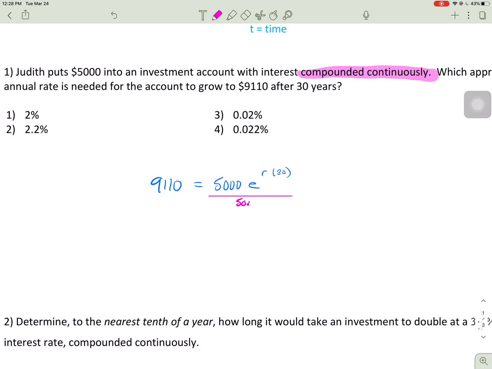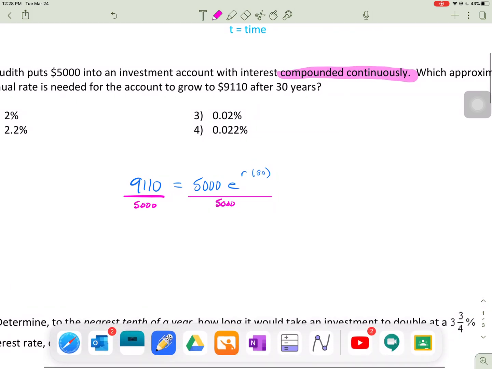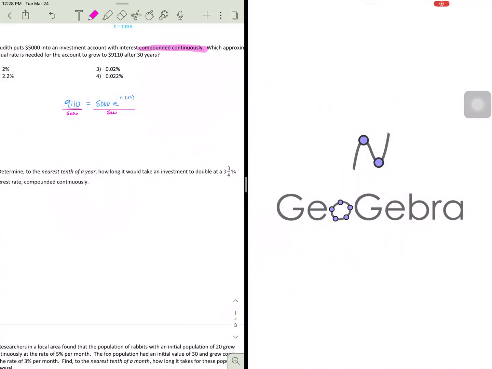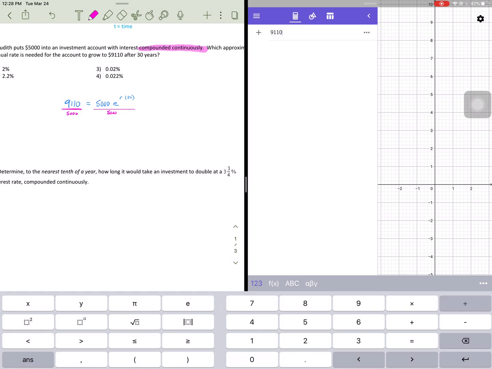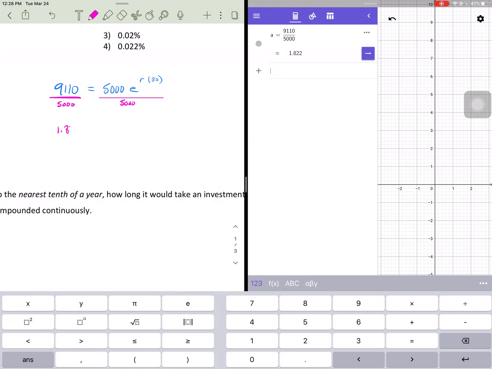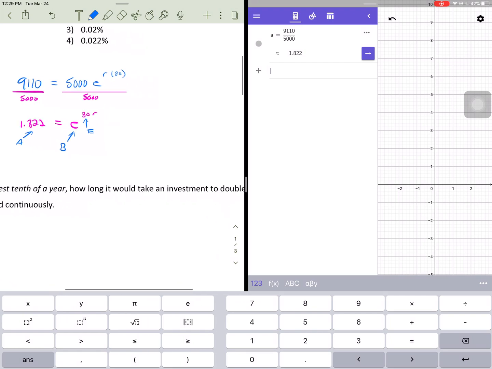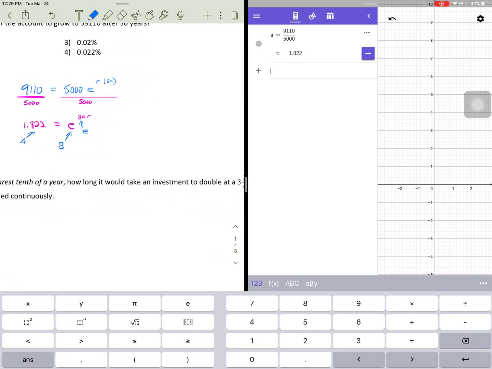So we divide by 5,000, right? And we get, I need to pull my calculator up, give me a second. Sorry, we get 9110 divided by 5,000, 1.822. So 1.822 equals e to the 30r. Now, what do we got here? We got a base, we got an exponent, we got an answer. So it's log base e, or in this case, ln base e, I guess.